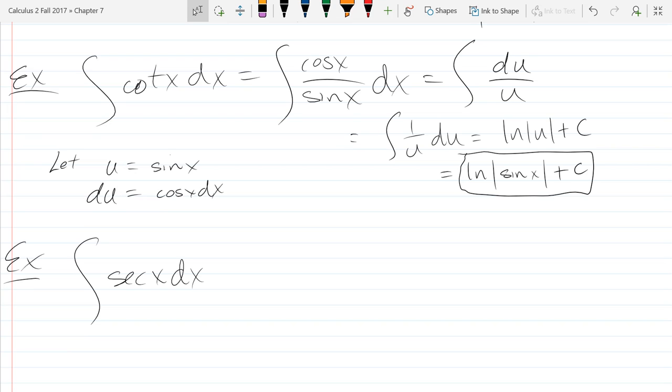So any questions? So now we're going to do secant. So what I want you to do is try and fail. So I want you to try to integrate this, and you're not going to be able to. So give it a shot.